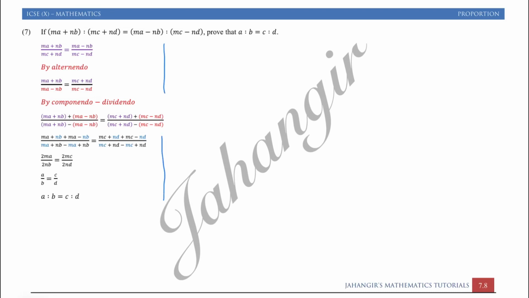Next question is based on the same pattern. We have ma plus nb upon mc plus nd, ma minus nb upon mc minus nd. So if you notice here, the numerator has a and b and the denominator has c and d. But when you do componendo dividendo in this type of question, we should have the same terms in numerator and denominator except for sign. Only the sign difference should be there. So here what we will do, you will first swap this term by taking alternando. So I will write by alternando.